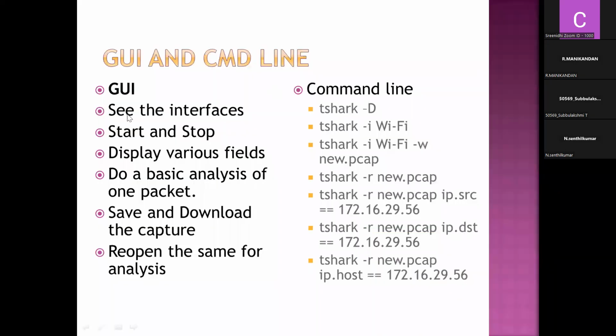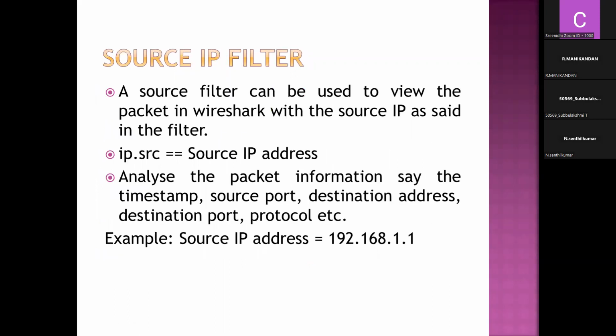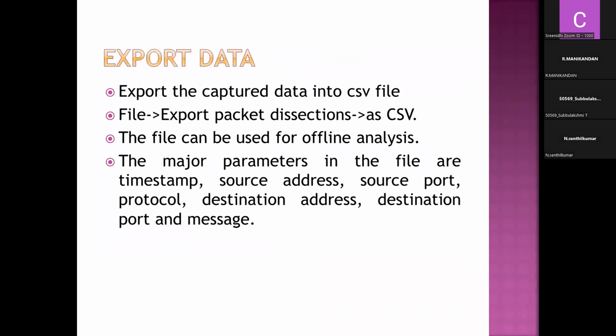Okay, so we have seen the interfaces. We have seen how to start and stop the packet capture, display various fields, do the basic analysis on one packet, save and download the packet capture, reopen the same for analysis. All those things we have seen both in command line as well as in GUI. Source IP filters and destination IP filters can be applied both in packet header as well as other fields, and exporting the packet header attributes as CSV file or XML file we have already seen.